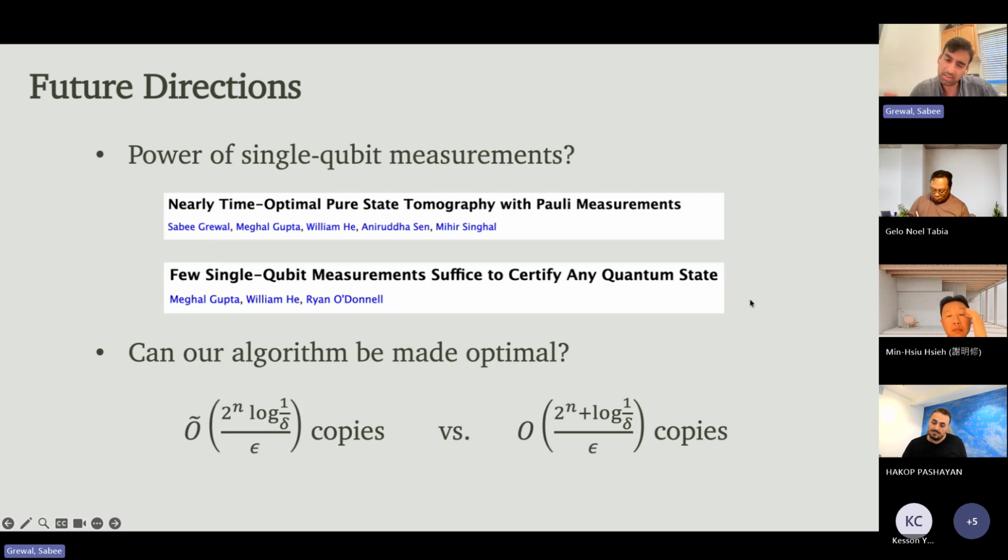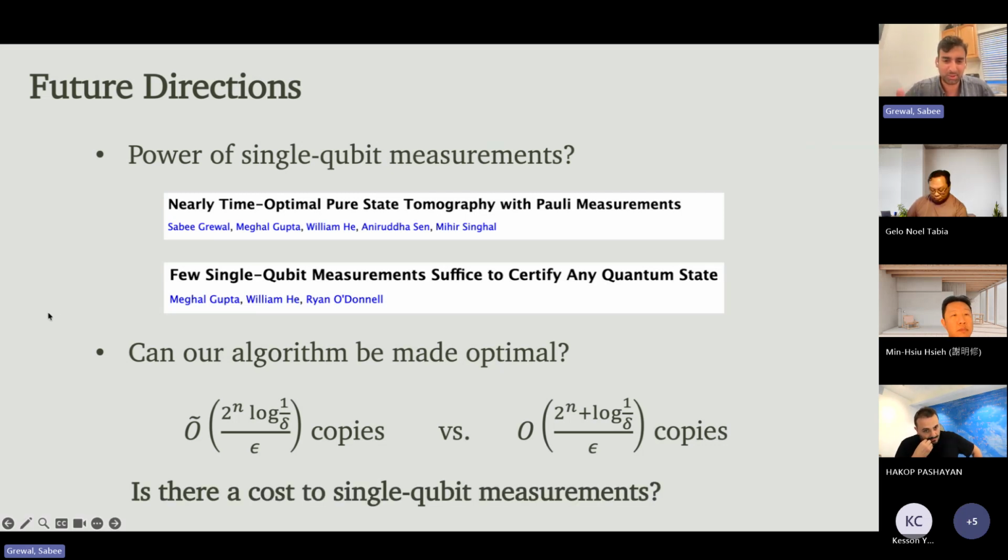And what we achieved in this talk is shown here on the left. So we have this tilde hiding these n factors, and our log is multiplicative instead of additive. Depending on your taste, you might not care about this at all. The left-hand side might just be good enough for you, but there is a conceptual question here too: is there any cost whatsoever to restricting to single qubit measurements?